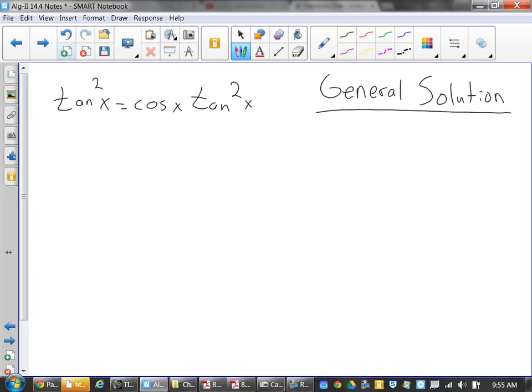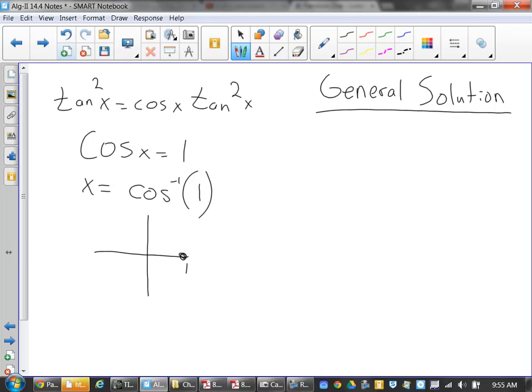So in this one here, tangent squared of x equals cosine of x times tangent squared of x. What do you think you're going to do first? Divide by tan. You divide both sides by tangent squared, and you get cosine of x is equal to 1. So what angle has a cosine value of 1?